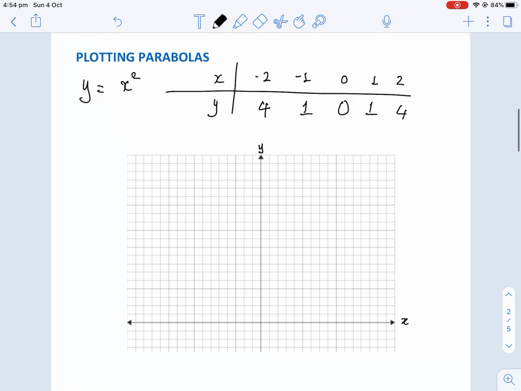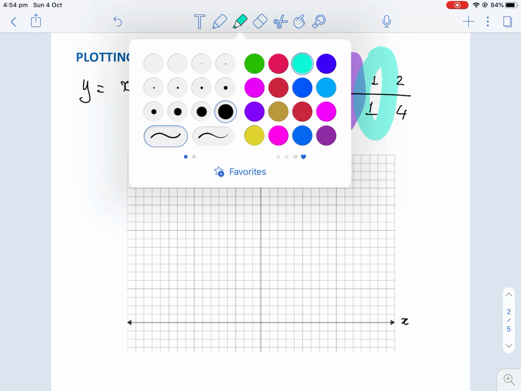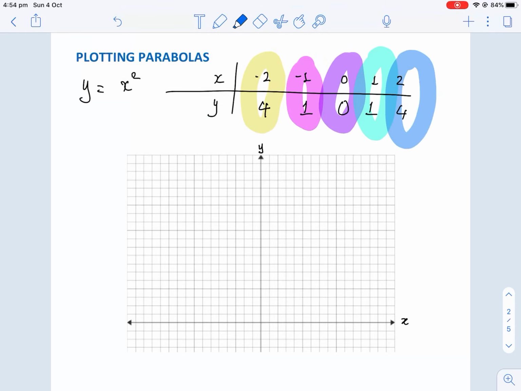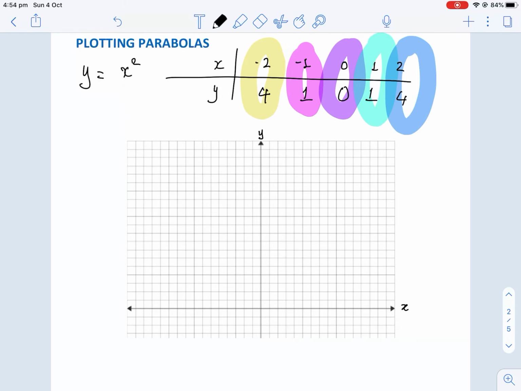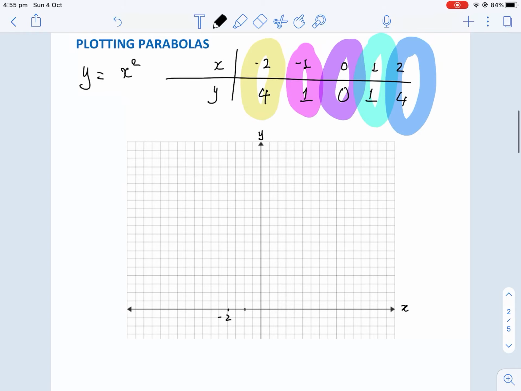Then we plot them in the Cartesian plane. One point, two points, three points, four, and the last one. Now, the first one, the yellow one, x equals -2, y equals 4. So x equals -2, let's make it here: 1, 2, -2. y equals 4: 1, 2, 3, 4. So this is the point, point A for the yellow.